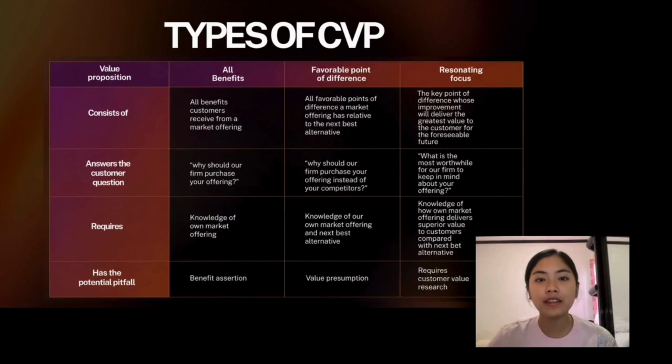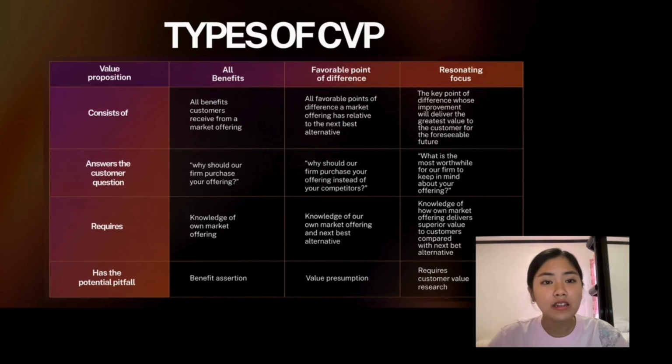We have different types of CVP. We have three. The first is the all benefits. We have a table here. We will be tackling what they consist of, what customer question they answer, what they require, and what the potential pitfall is for each type of CVP. So first is the all benefits. All benefits consist of all of the benefits that a customer receives from a marketing offering.